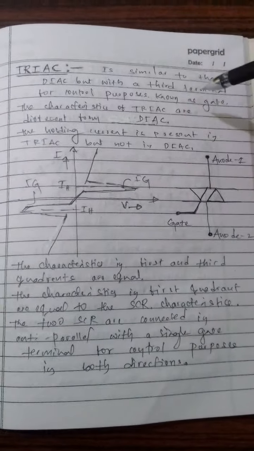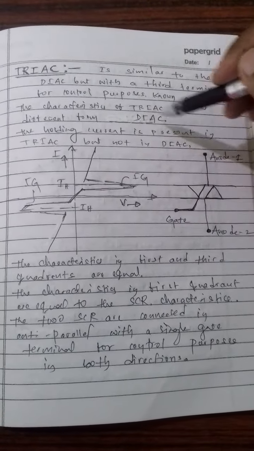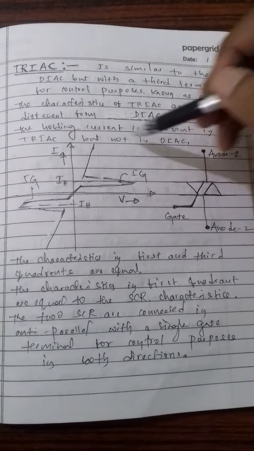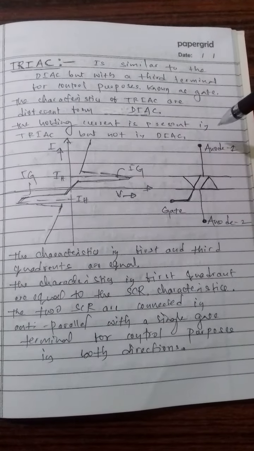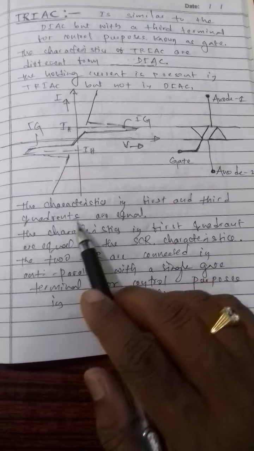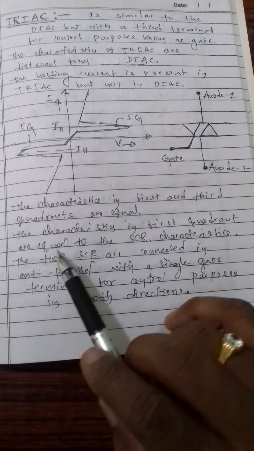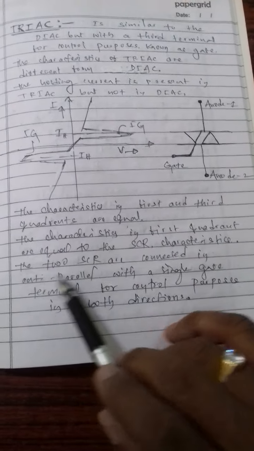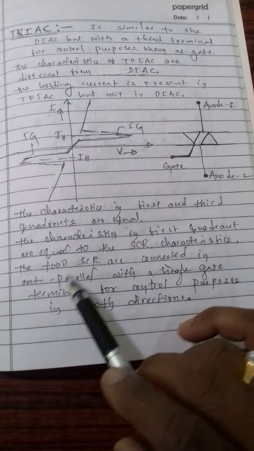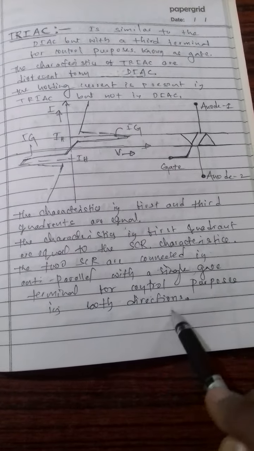The Triac is similar to the DIAC but with a third terminal for control purposes, known as the gate. The characteristics of the Triac are different from the DIAC. The holding current is present in the Triac but not in the DIAC. The characteristics in the first and third quadrants are equal. The characteristics in the first quadrant are equal to the SCR characteristics. Two SCRs are connected in anti-parallel with a single gate terminal for control purposes in both directions.